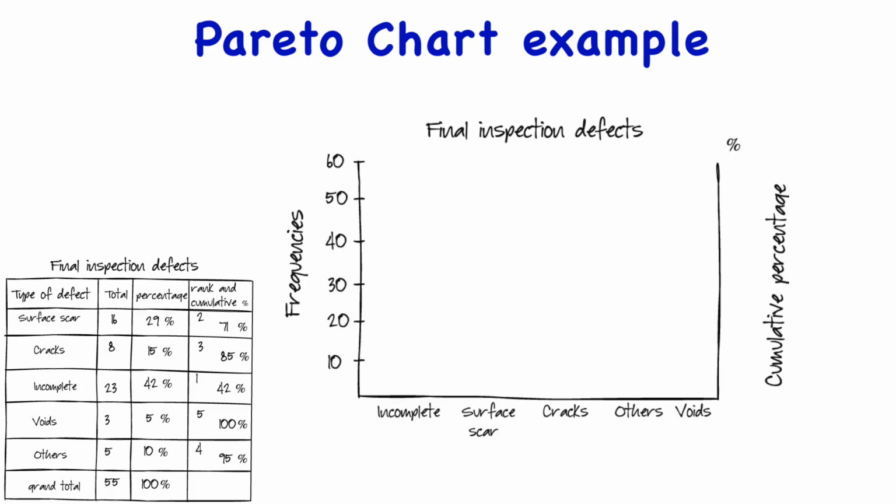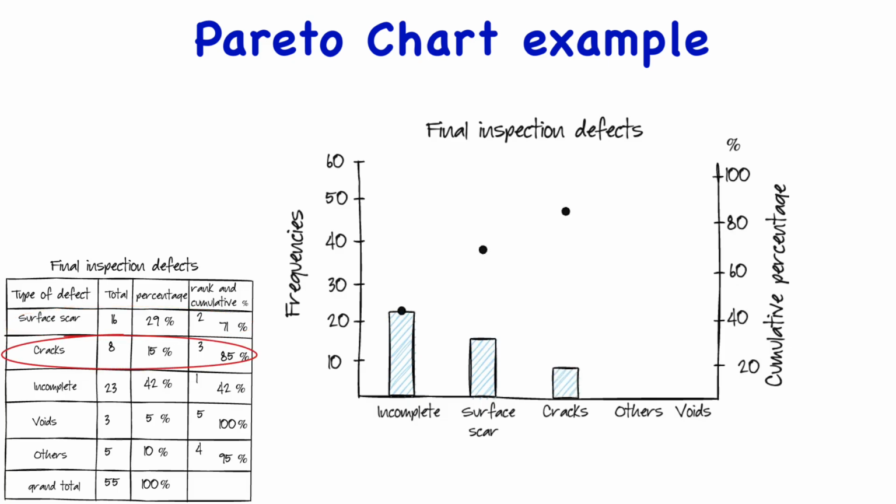On the right y-axis, we will divide it to represent the cumulative percentage. The highest value will be 100 with divisions of 20. You have to ensure the total frequency aligns with the 100% cumulative percentage. Use bars to represent the frequencies and circle markers for the cumulative percentage. Incomplete, 23 and 42%. Surface scars, 16 and 71%. Cracks, 8 with 85%. Others, 5 with 95%. Voids, 3 with 100%.